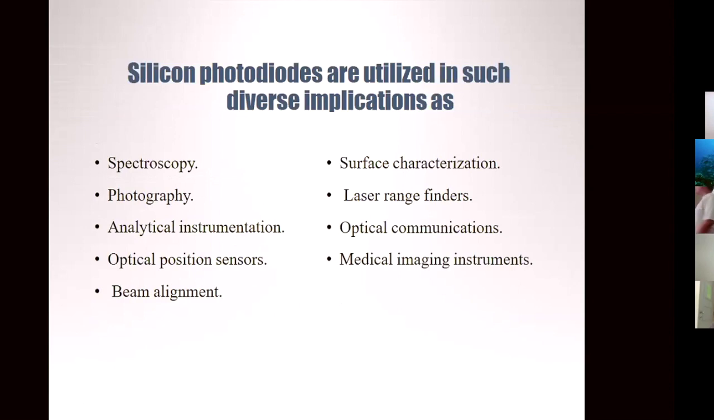And they have huge applications such as spectroscopy, photography, analytical instrumentation, optical position sensors, and beam alignment. Basically beam alignment is used in the construction sector and many areas, but it has huge use in the construction sector nowadays. Without this, the buildings and the construction manufacturers are in trouble. They also have surface characterization, laser range finders, optical communications uses, and nowadays they are also used in medical imaging instruments.